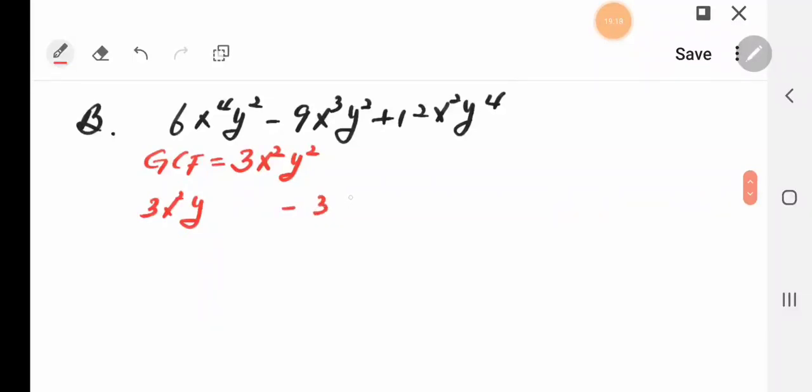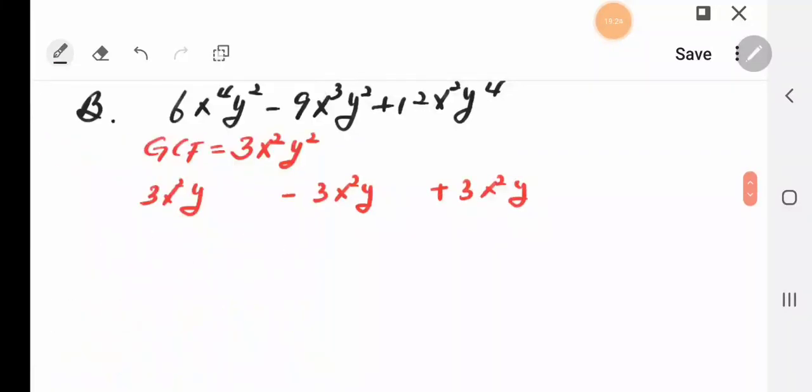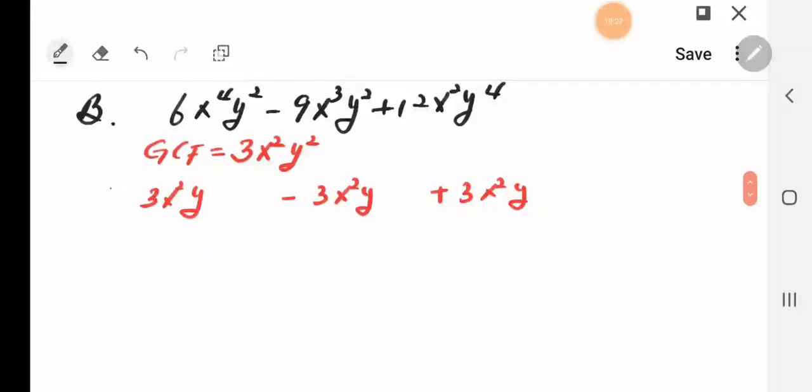Okay, let me write 3x squared y. Okay, so from this, let's rewrite each term so that it's a product of the GCF and the leftover factors. So from the first term, 3 went out, so we have number 2 left over, so 2 times 3 is 6. Okay, x squared out, so 2x... 1y out, so 1y left.